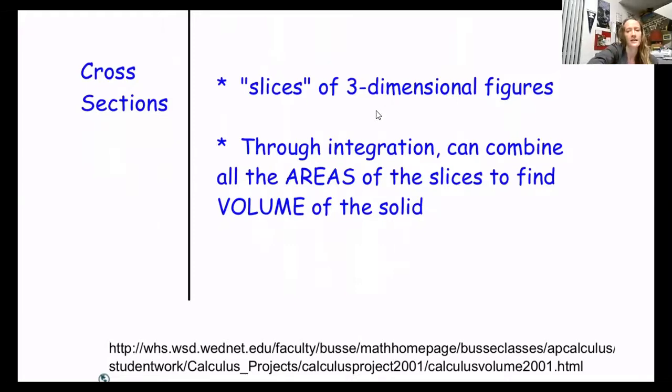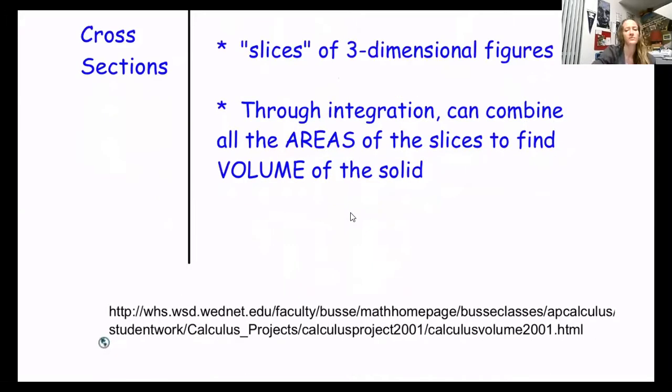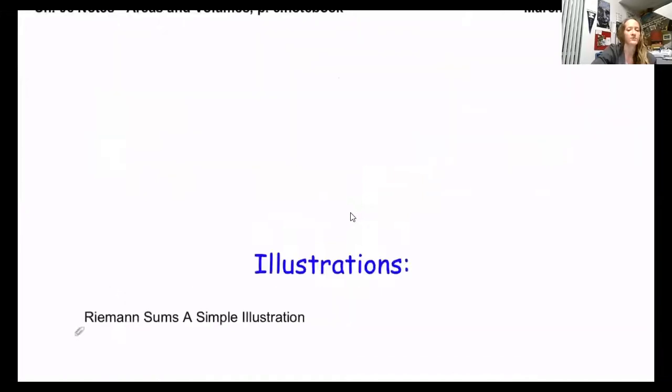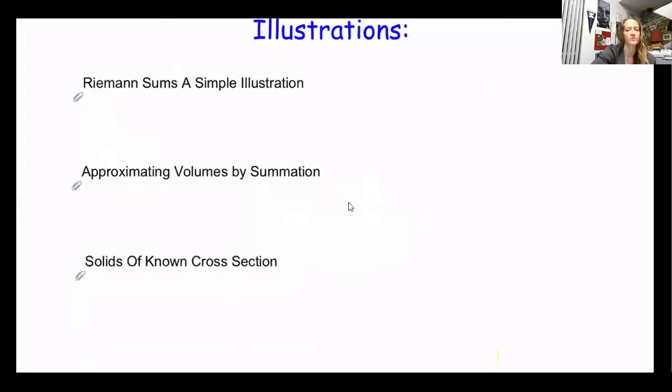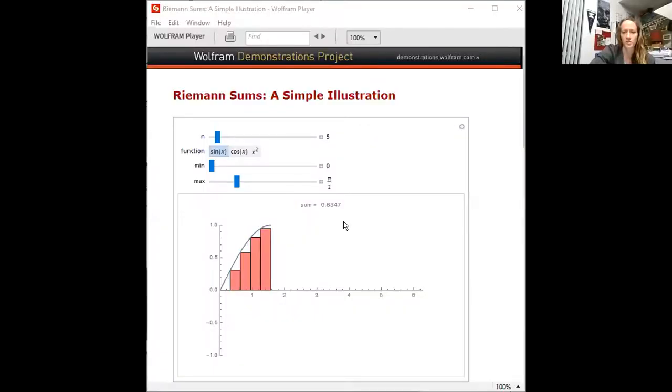But I'm going to go ahead and switch to some cool illustrations, if it lets me. There are lots of cool illustrations on Wolfram Alpha as to exactly how this works, as far as the idea of Riemann sums, where we started with integration, and how that now applies to volume. Let me see if I can get over to where those are. Here we go. Starting off with Riemann sums, a simple illustration.